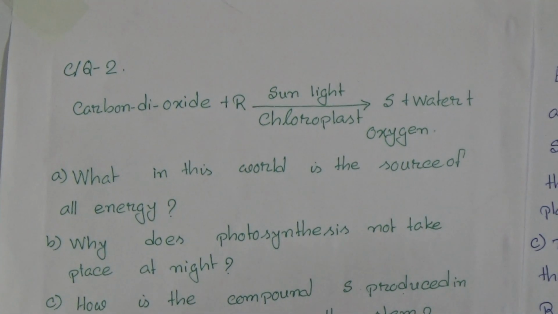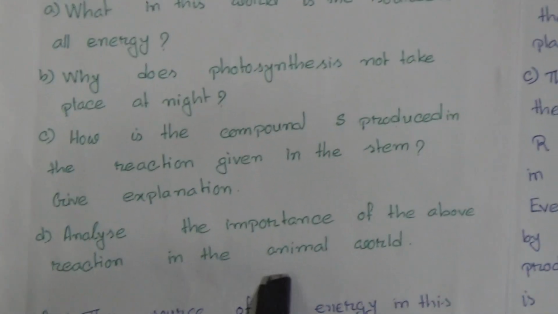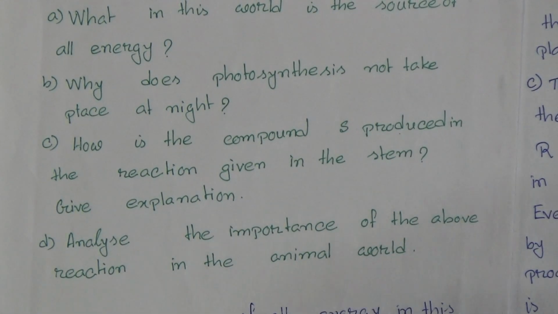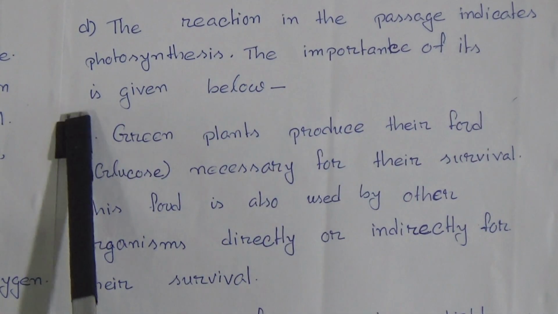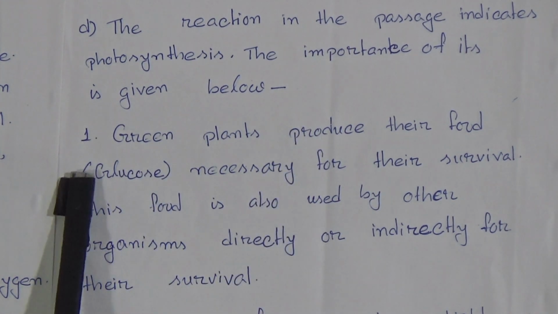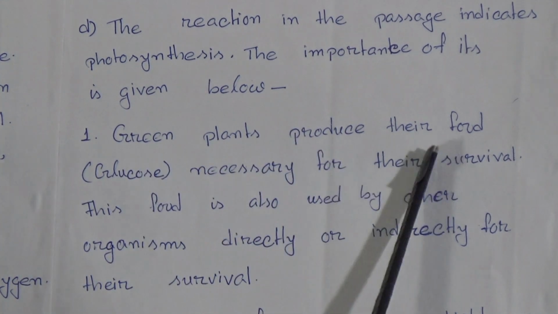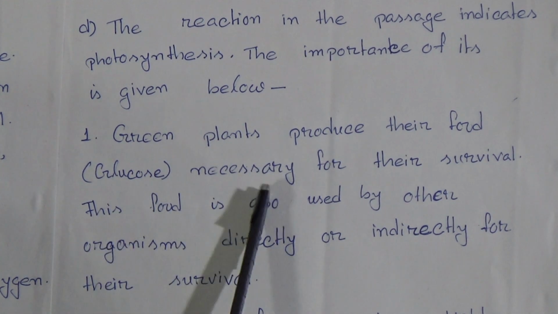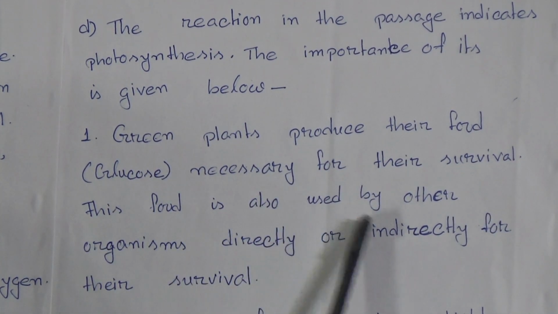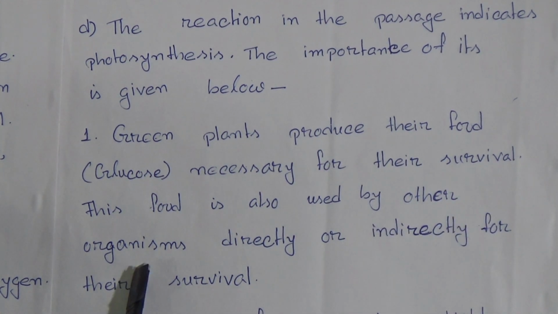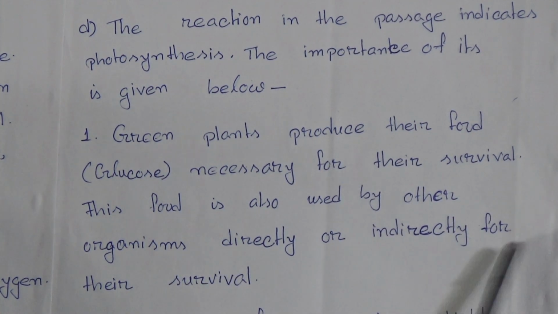Now question D. Analyze the importance of the above reaction in the animal world. Answer: the reaction in the passage indicates photosynthesis. The importance of it is given below. Number 1. Green plants produce their food, glucose, necessary for their survival. This food is also used by other organisms directly or indirectly for their survival.